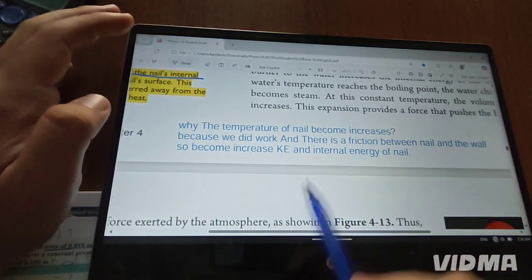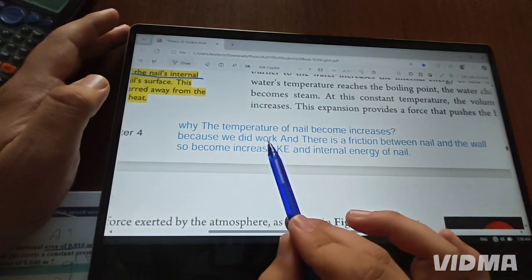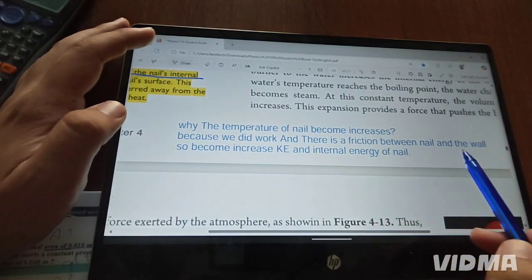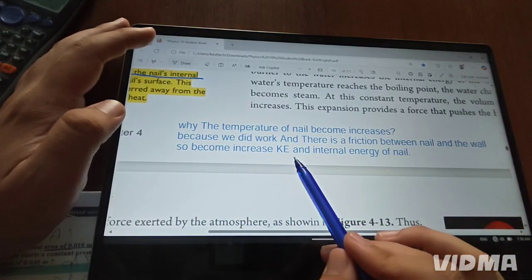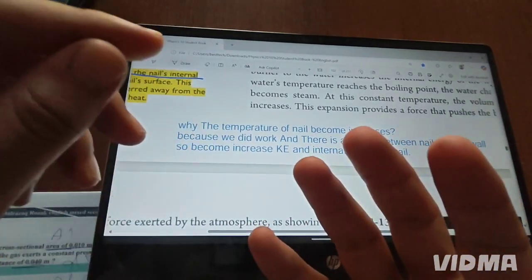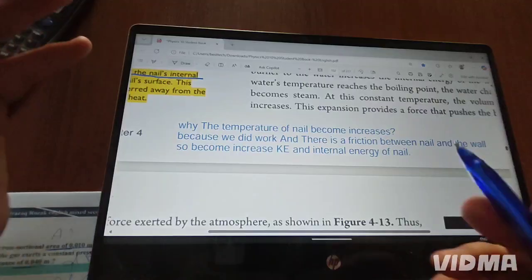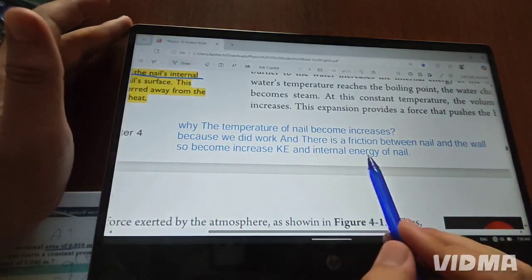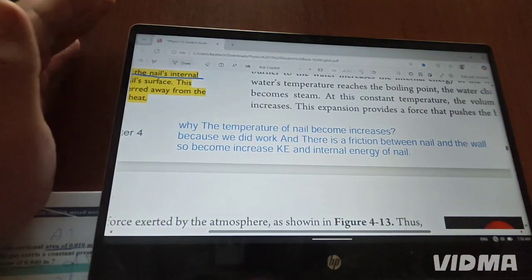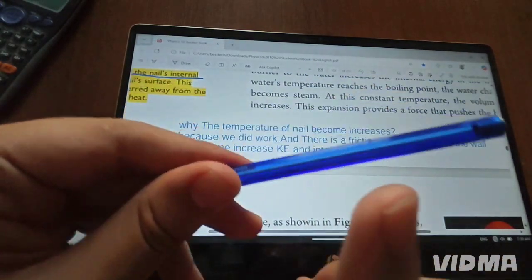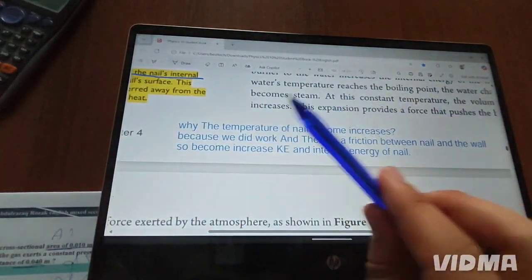Why did the temperature of the nail increase? Because we did work, and there is friction between the nail and the wall, so the kinetic energy increased. We said the internal energy, kinetic energy, and temperature are all directly proportional. So the kinetic energy increased, and the internal energy increased too. The temperature of this pen also increased a lot.